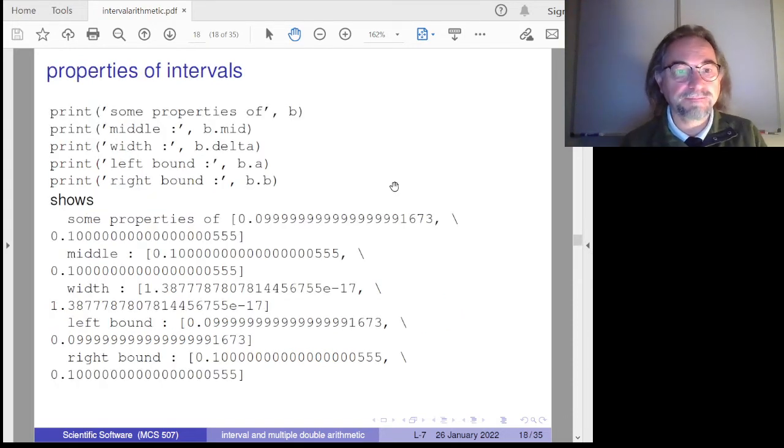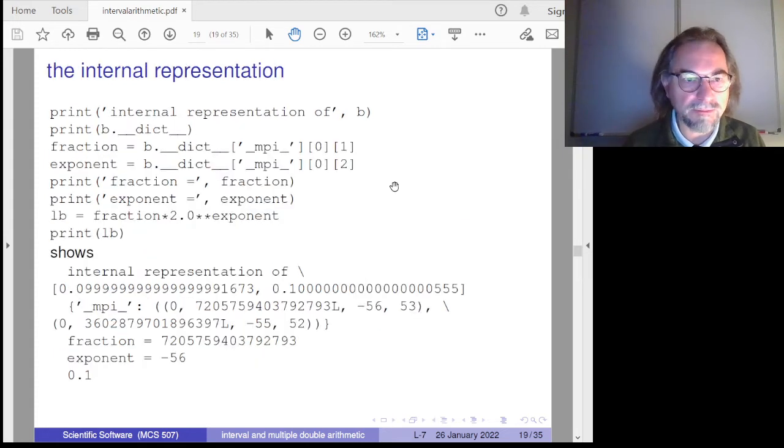Okay, there are attributes. I showed the diameter of the interval, which was how it was called in Sage. Here we have the width, the delta attribute, you have the middle of the interval, of course the left bound and the right bound. There is an internal representation of any number. You can actually get the fraction and the exponent out of there.